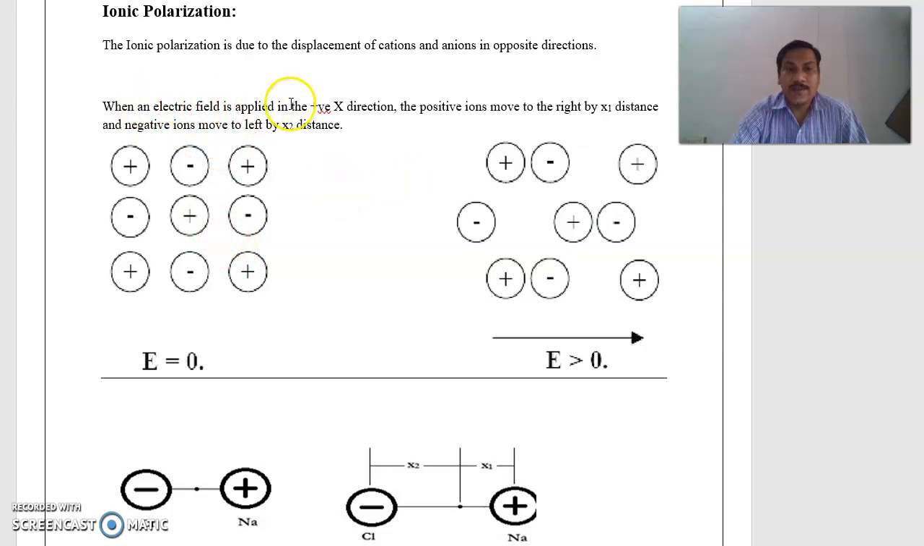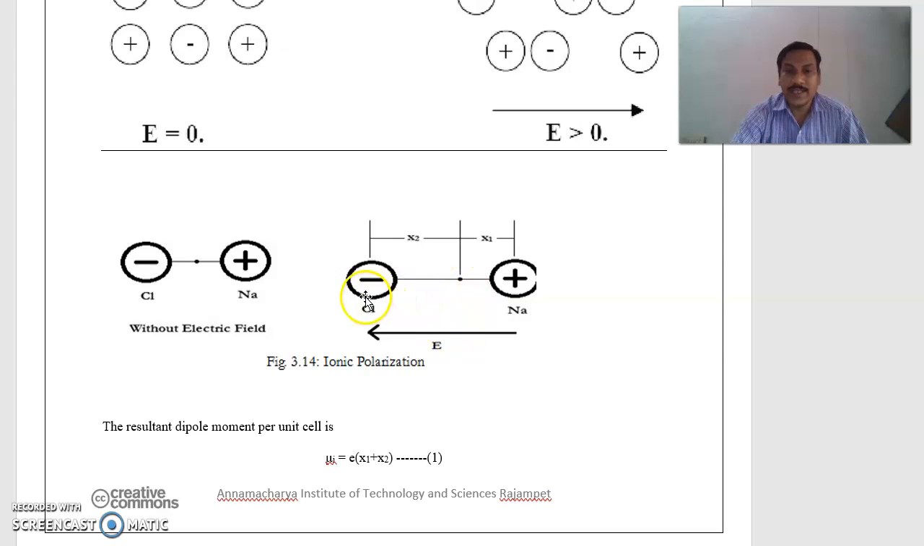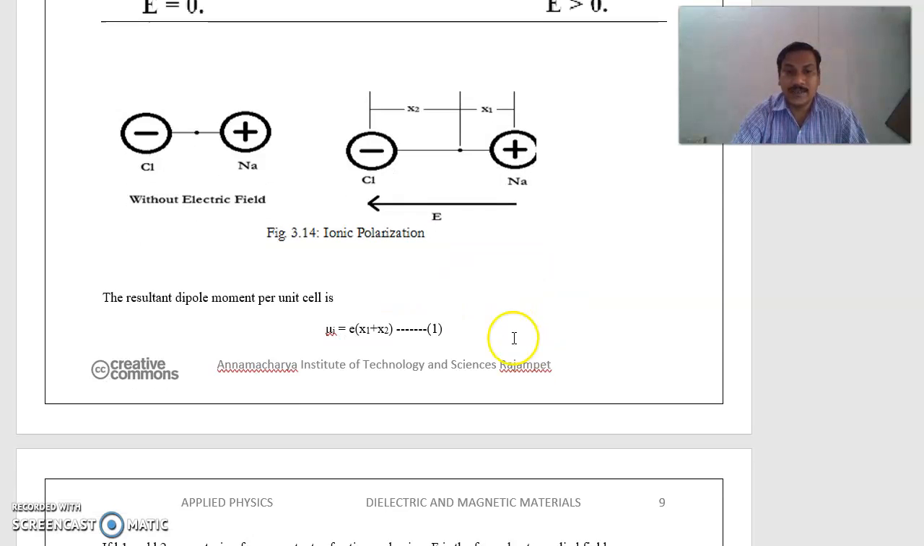When an electric field is applied in the positive x direction, what happens? The positive ions move to the right by x1 distance and the negative ions move to the left by x2 distance. By applying the electric field, the Lorentz force acts on the positive ions and negative ions. Due to this Lorentz force, the positive ions are displaced by x1 distance and the negative ions are displaced by x2 distance. Like this, chlorine is the negative ion and sodium is the positive ion. Sodium is displaced by x1 distance, chlorine is displaced by x2 distance.